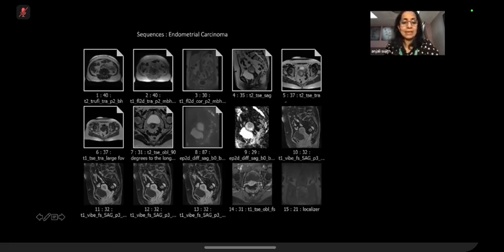Now, it is said that at 2 minutes and 30 seconds following contrast, you get maximum contrast resolution between the tumor and myometrium. And so that gives the best image to see the extent of myometrial invasion. This can be acquired as a single acquisition or using dynamic contrast imaging.